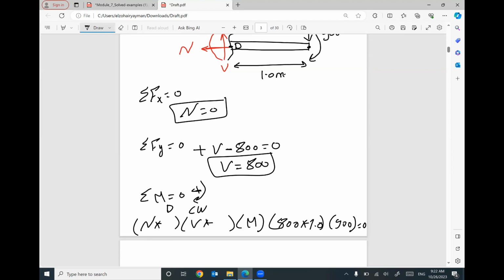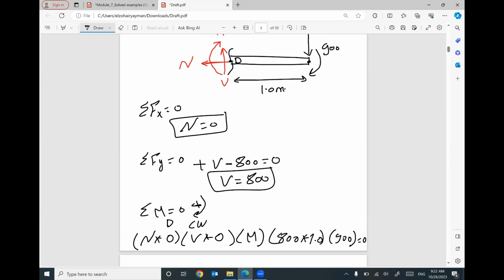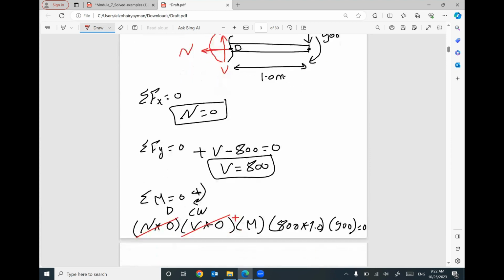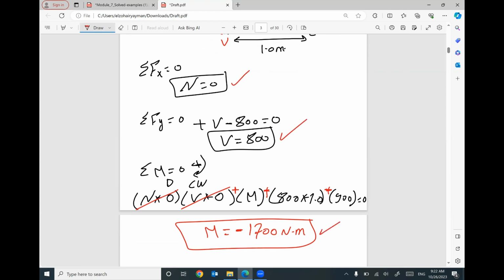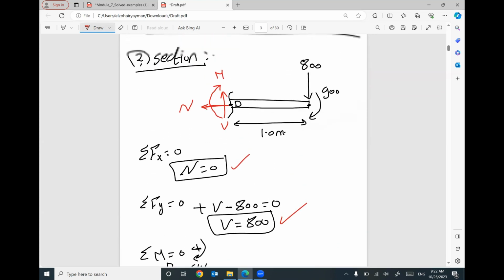800 will be multiplied by 1, V and N will be multiplied by 0, based on your assumption. This term will be 0. Your capital M will be positive. Your force 800 will be positive. Your moment 900 will be positive. The only unknown is your moment, and it will be negative. It will be 1700 Newton meter. So this is your axial force. This is your shear force. This is your bending moment.